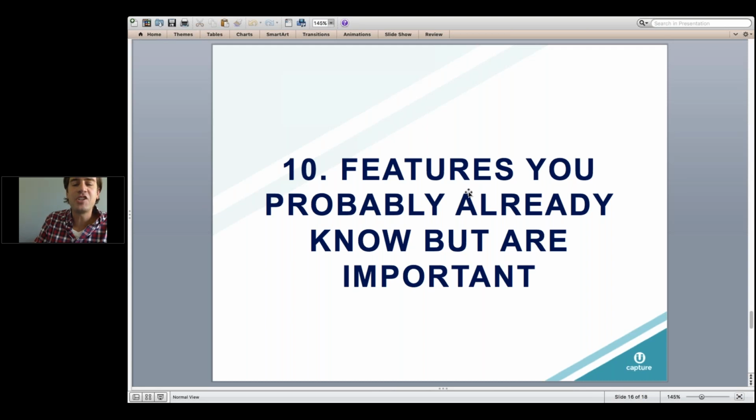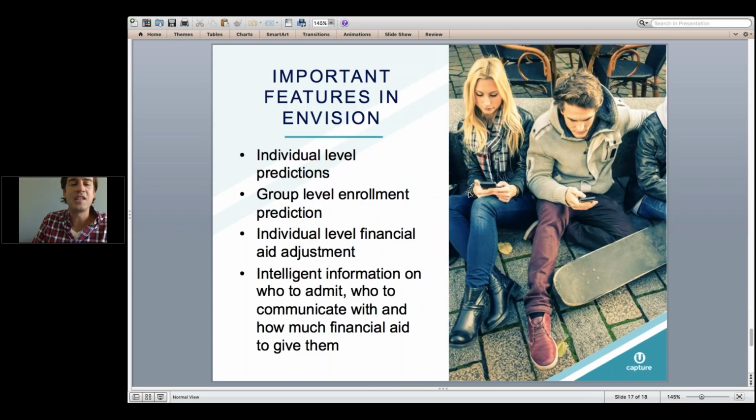And number 10 is kind of cheating, but I didn't want to leave out the most important features. We're talking about some things that maybe are a little bit overlooked or not used as much, but let's still talk about the big things that an Envision predictive model can do for you. Individual level predictions that help you target the students who are most likely to apply and enroll. That group level enrollment prediction that tells you whether you're on track to meet your enrollment or need to take additional action in order to meet it.